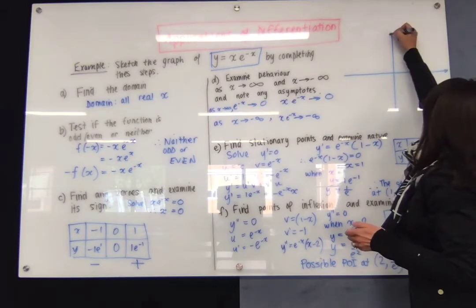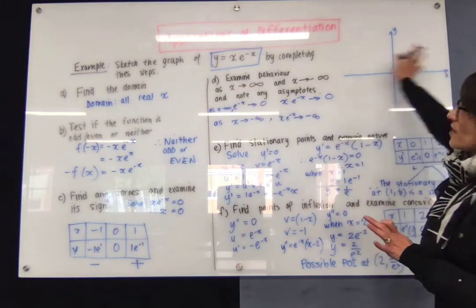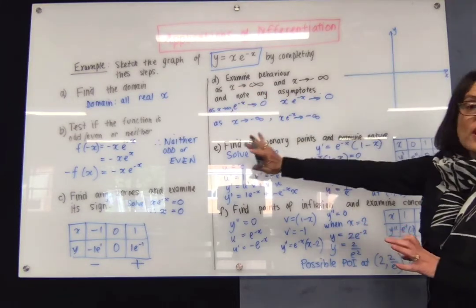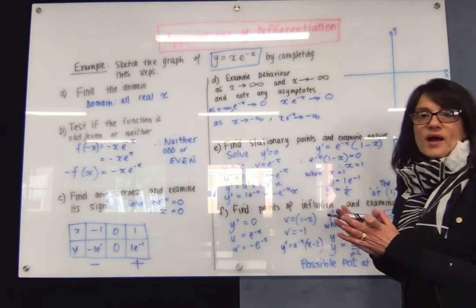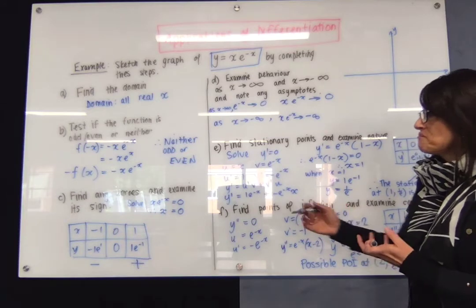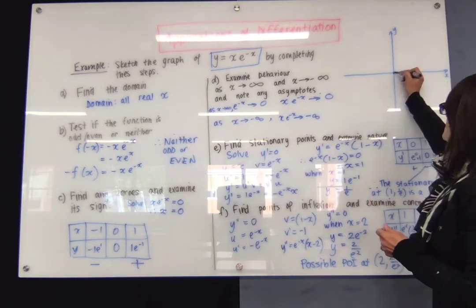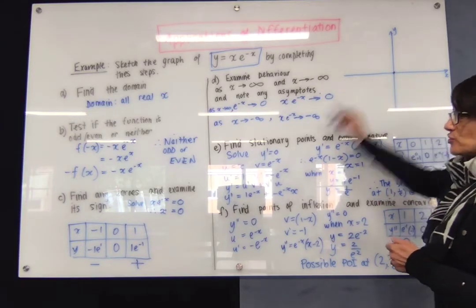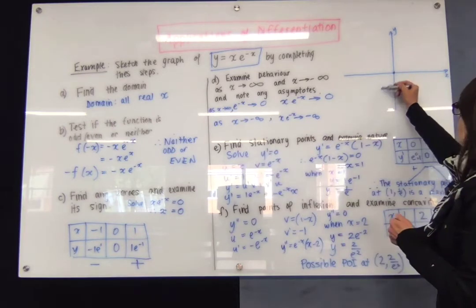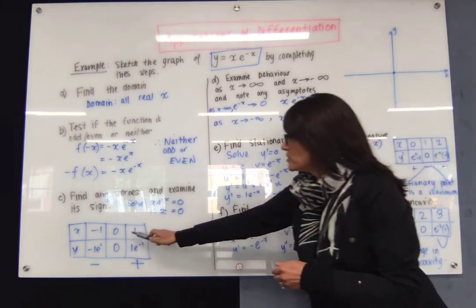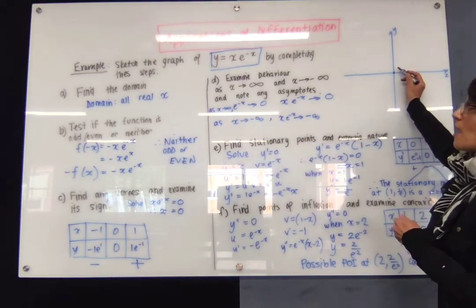Now let's go back through each of these steps. So we know it's going to cover all values for x. We know it's not odd or even, so it's not going to be symmetrical around the y-axis. It's not going to have rotational symmetry. We know that it goes through here at 0, and we know to the left of 0 the function is negative, so from here it's going to come down, and to the right of 0 from our table of signs it's positive, so it's going to go up.